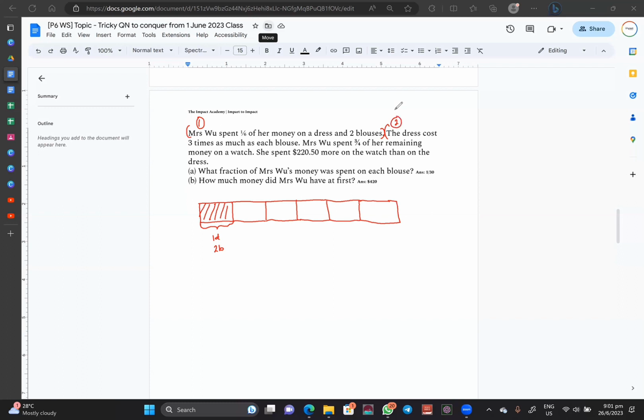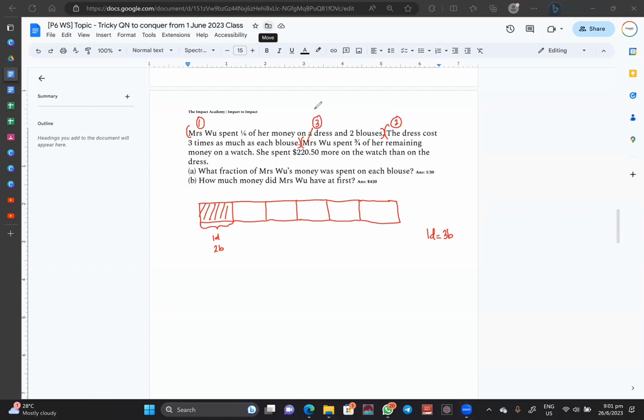Now in sentence number 2, it says that the dress costs 3 times as much as each blouse. So when I see something like that, I will want to annotate at the side to say that 1 dress is actually equal to the cost of 3 blouses. So the meaning of that is that the dress is definitely more expensive than the blouse. Once you're done with this, you're going to move on to sentence number 3.